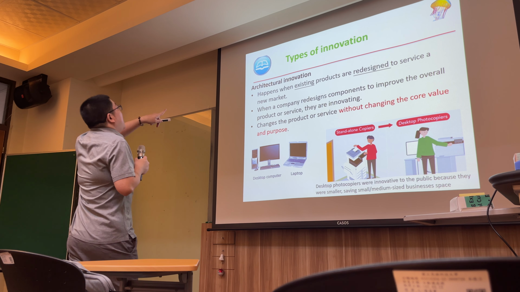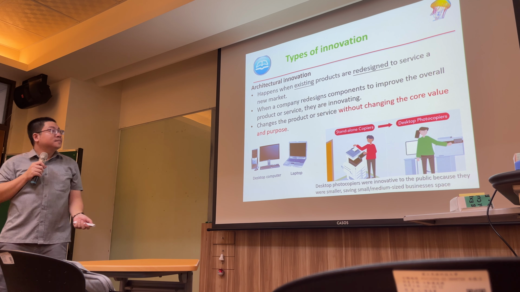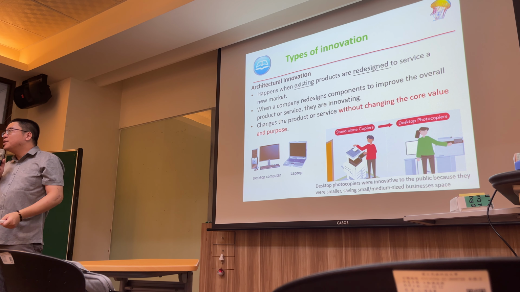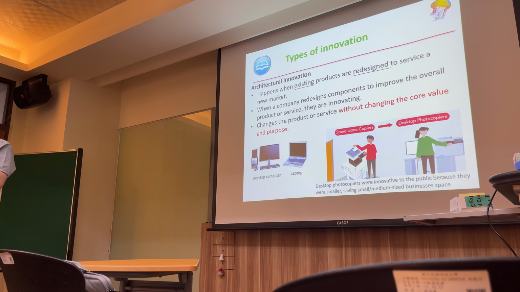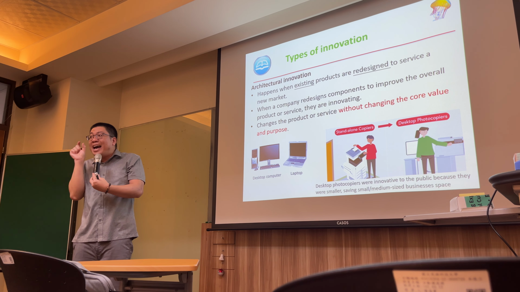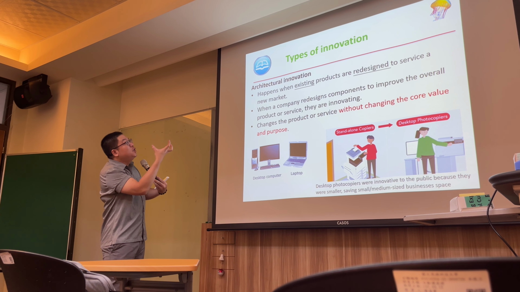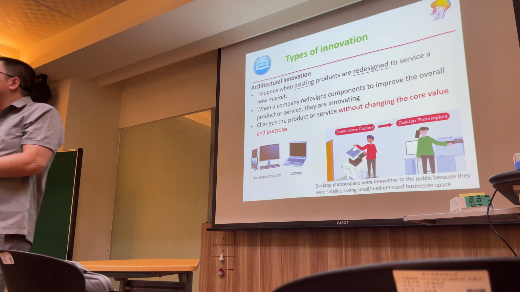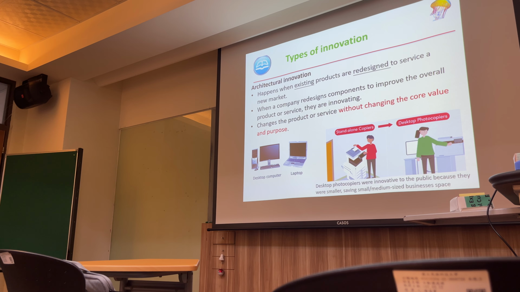Okay. Architectural innovations happen when existing products are redesigned. So you ask a question about the new product, many product lines, because they are different types of product. So it's called radical innovation. But architectural innovation means you redesign the current product, but you serve a new market. For incremental products, you do a slight change, a minor improvement to the current product to serve the current market.